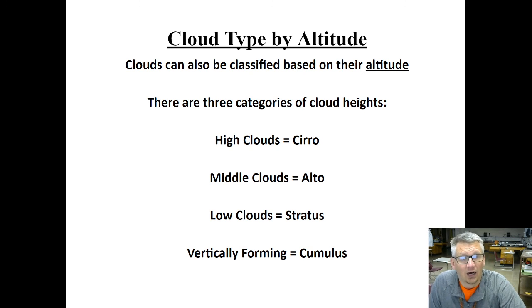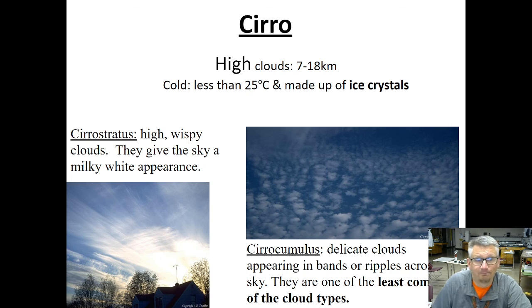And then we have clouds by their altitude. If they're high clouds, they're cirro. If they're middle clouds, they're alto. If they're low clouds, they're stratus. And if they're vertically forming, they're cumulus. Now, we had cumulus before, so cumulus is vertically forming and puffy. Cirro is a high cloud, a high wispy cloud, or just a high cloud. And we have categories of height that also correspond to their elevation.